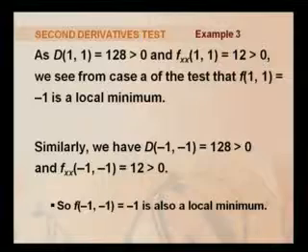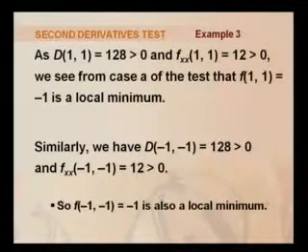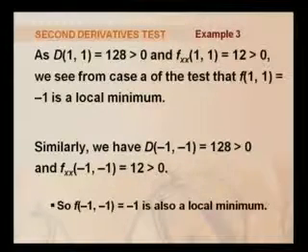So at the point (1, 1), the function has a local minimum, and the local minimum value f(1, 1) is equal to minus 1. Note that this local minimum value is equal to minus 1.